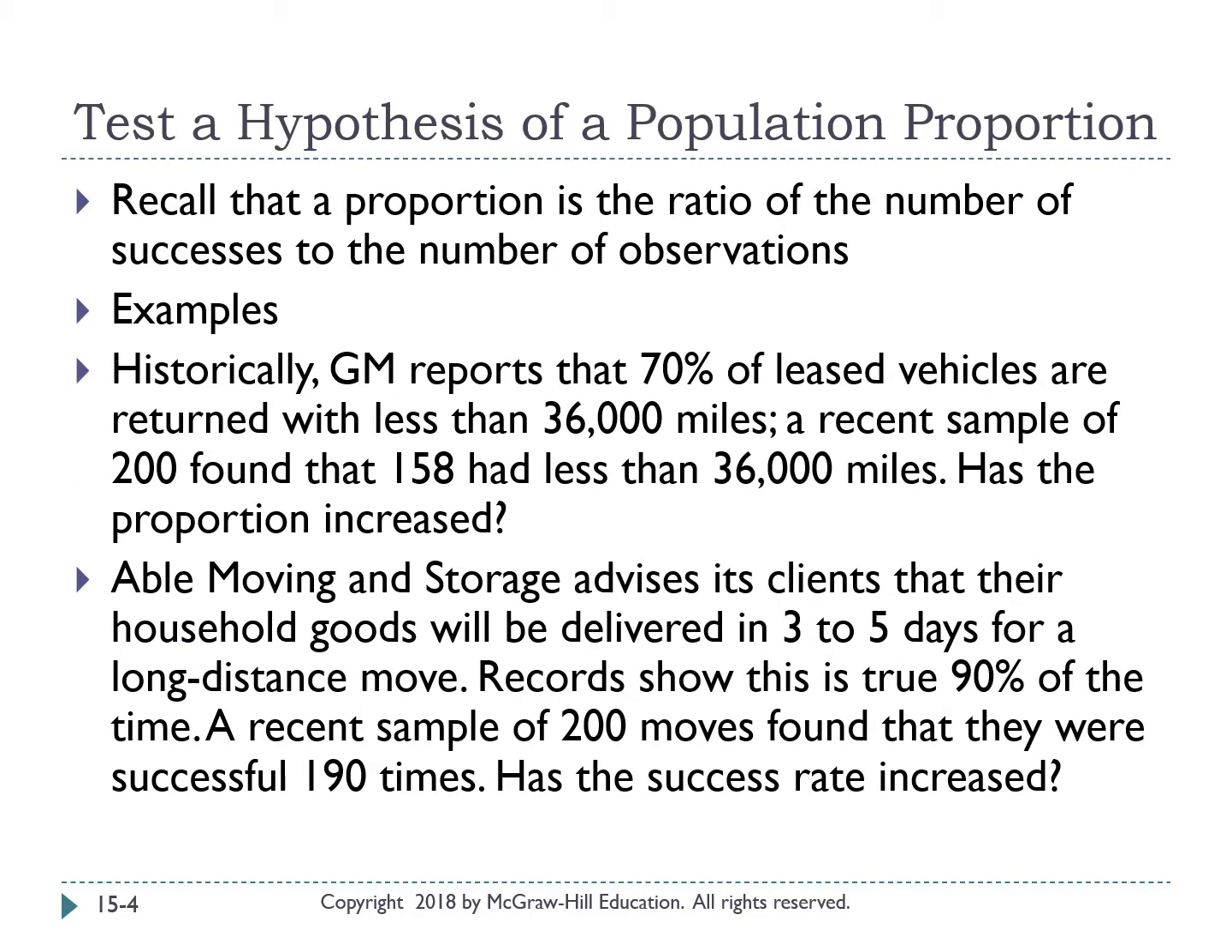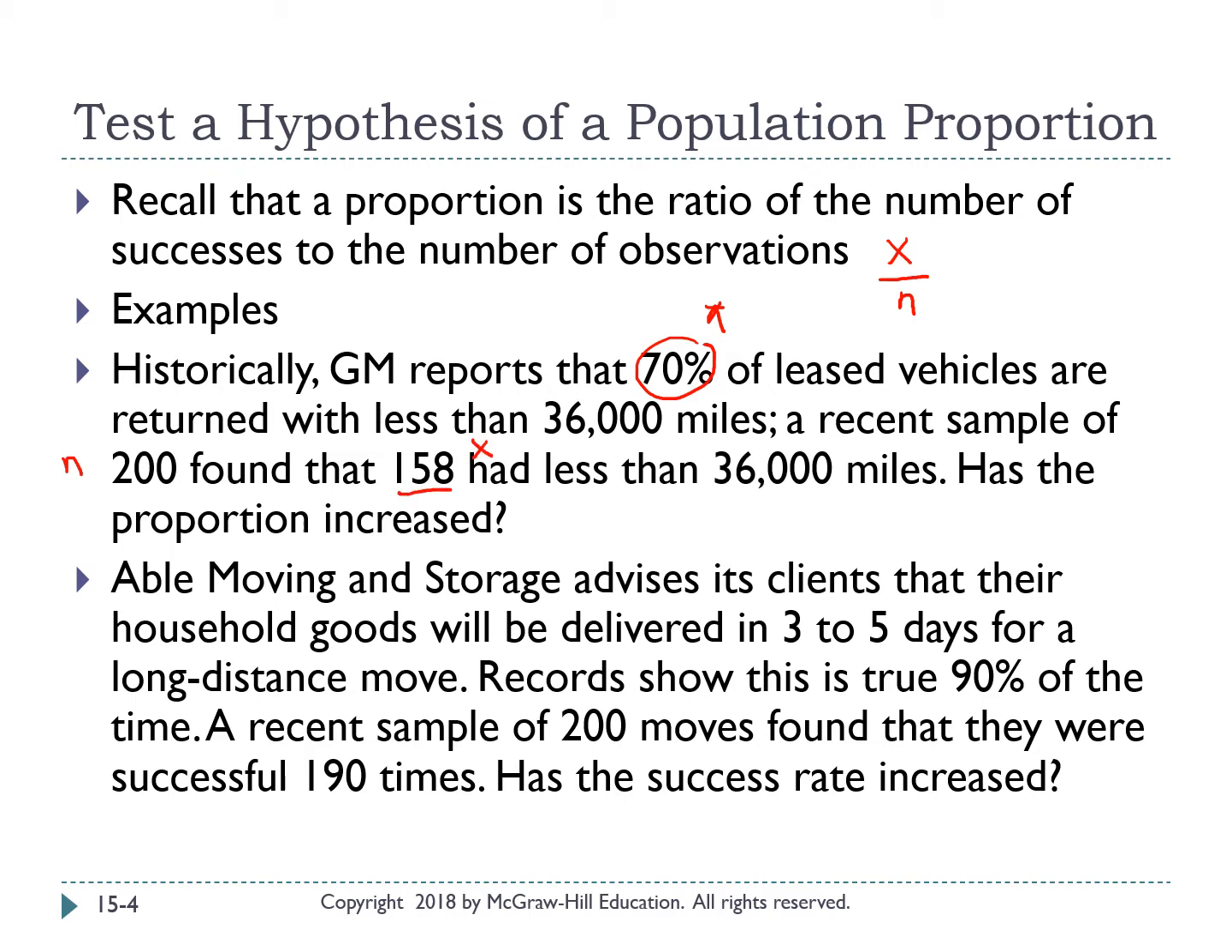Test a hypothesis of a population proportion. When we talk about proportion, it is the ratio of the number of success to the number of observation. So number of success is our x and number of observation is our n. Okay, let's look at the examples of population proportion. Historically, GM reports that 70%. So this 70% is our pi. Of leased vehicles are returned with less than 36,000 miles. A recent samples of 200. So this is our sample, which is n, found that 158 had less than 36,000 miles. So this 158 is our x.